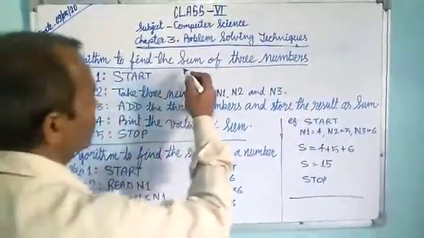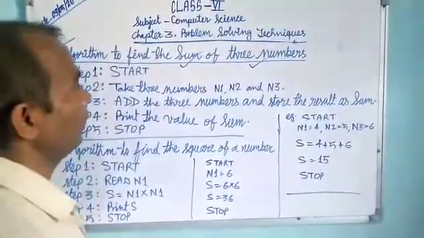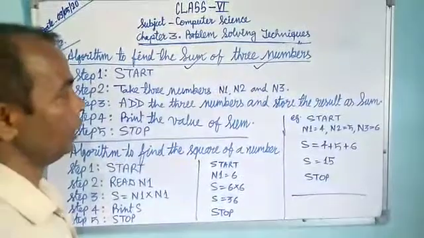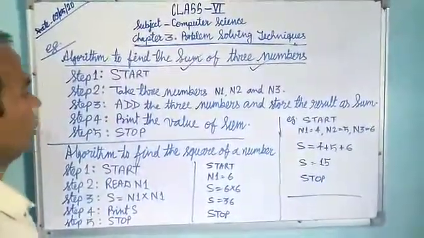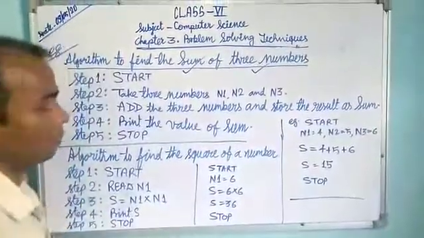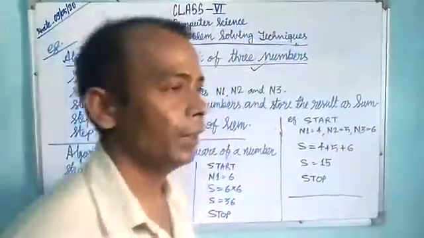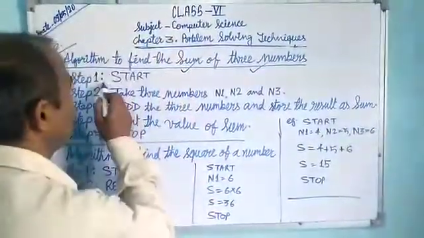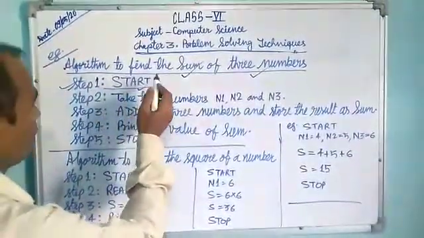Algorithm to find the sum of three numbers. We are taking three numbers and we have to do the sum. So how do we proceed? What are the steps? Let's see the steps one by one. By the rules we have already understood that whenever we are going to write the program, first of all we have to write the start. So we are writing the first step as start.